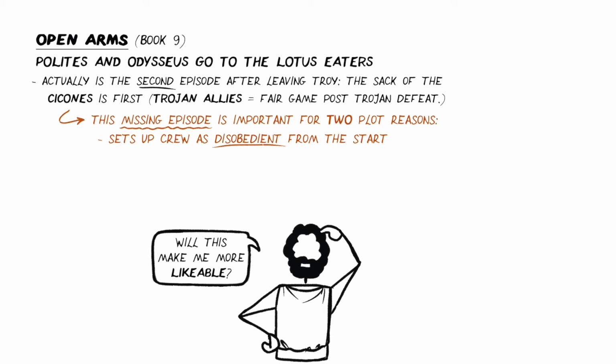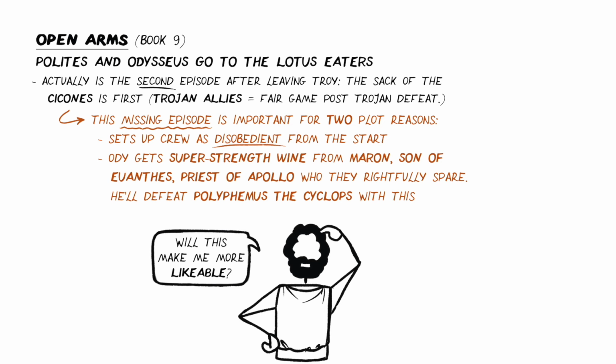The other thing that is really important here is this is where Odysseus gets the super strength wine from Maron, son of Euanthes, priest of Apollo, who lives among the Cocones, and they rightfully spare him. If you are familiar with the Iliad, you know you do not mess with the priests of Apollo. So Maron gives Odysseus this amazing wine from his stores that he would never let anyone but his family drink, right? Because it's so strong. This is what Odysseus is, spoiler, going to use to defeat Polyphemus the Cyclops. And now in this version Odysseus doesn't have this. So this is going to be interesting to see what happens next.